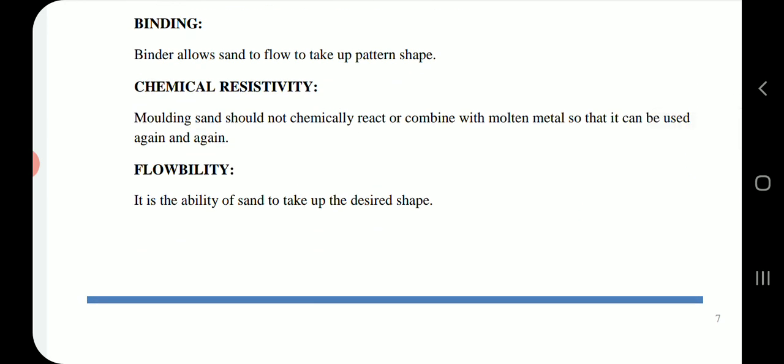Binding. Binder allows sand to flow to take up pattern shape. Chemical resistivity. Molding sand should not chemically react or combine with molten metal so that it can be used again and again. Flowability. It is the ability of sand to take up the desired shape.